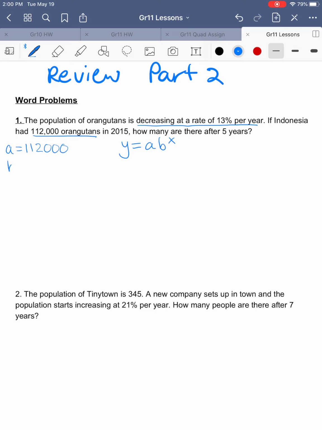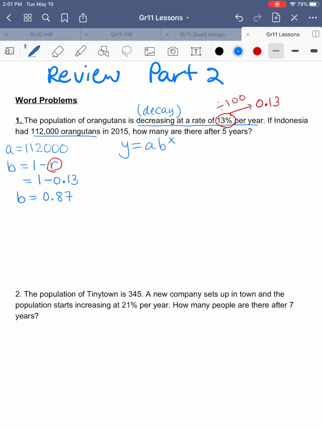So this is going to help us to calculate b, because b is our decay factor, and it takes into account the decay rate. So when something is decreasing or decaying, we use b is equal to 1 minus r. So r is going to be this rate of 13%, but written as a decimal. So if we divide by 100, we get 0.13. So we're going to be using that. So b is equal to 1 minus 0.13, and this gives us a value of b being equal to 0.87.